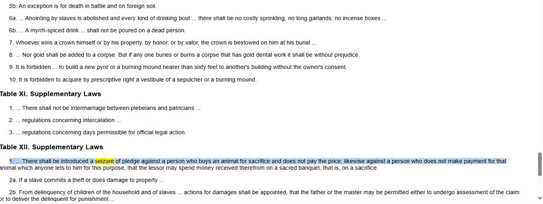There shall be introduced a seizure of pledge against a person who buys an animal for sacrifice and does not pay the price, likewise against a person who does not make payment for that animal which anyone lets to him for this purpose, that the lessor may spend money received therefrom on a sacred banquet, that is, on a sacrifice. 2a. If a slave commits a theft or does damage to property. 2b. From delinquency of children of the household and of slaves, actions for damages shall be appointed, that the father or the master may be permitted either to undergo assessment of the claim or to deliver the delinquent for punishment.